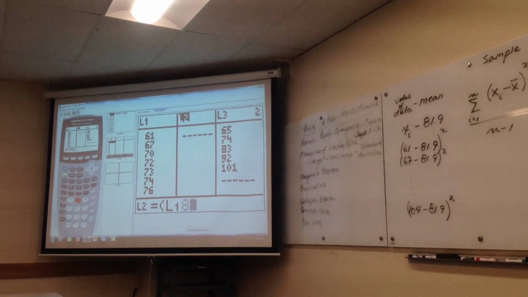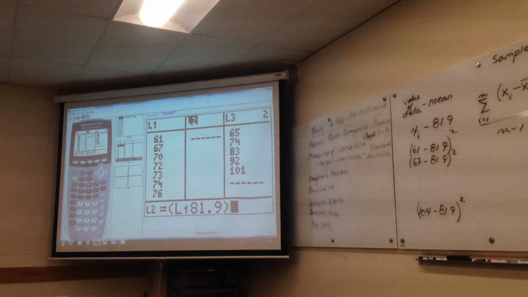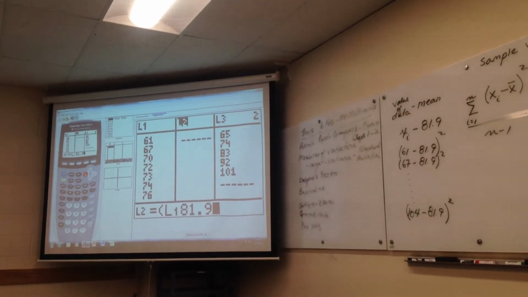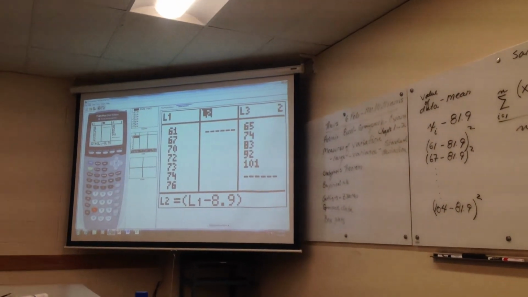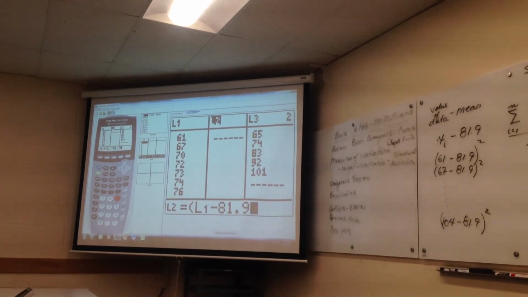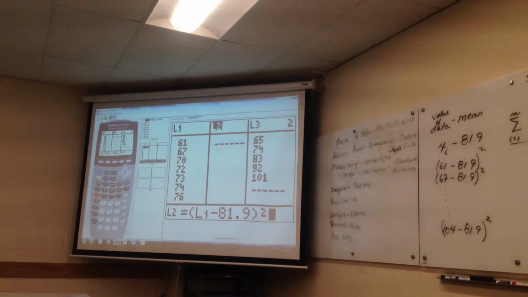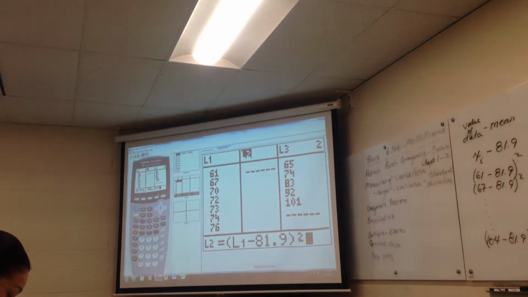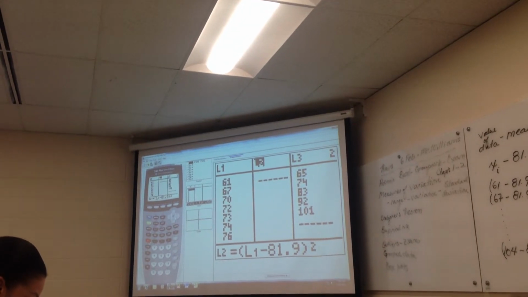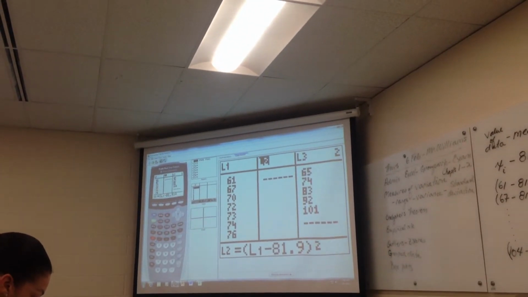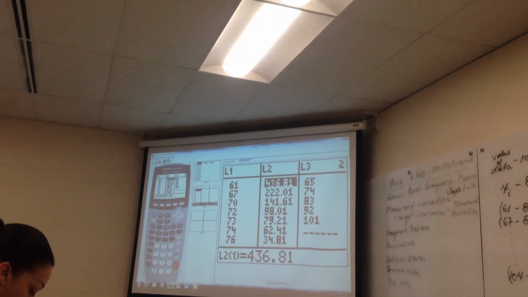81.9. And what do I want to do with that when I subtract it off? Minus 81.9. And when I get that deviation, I want to square it. Now if I hit enter, I should have all of these squared. They're actually literally called the sum of squares. When I add them all up, I should have all the squares in list 2.